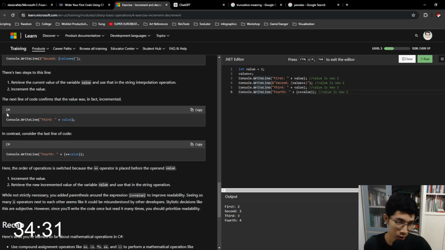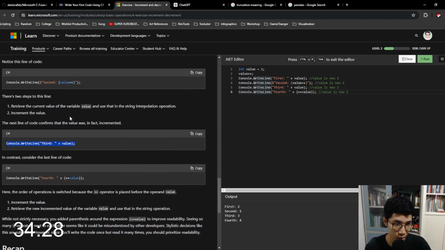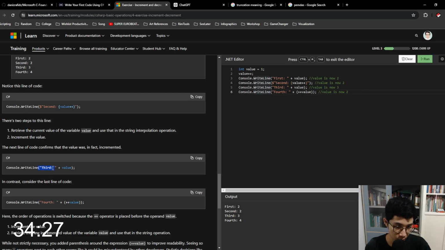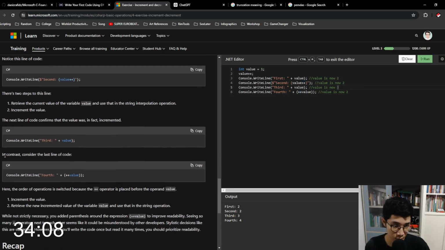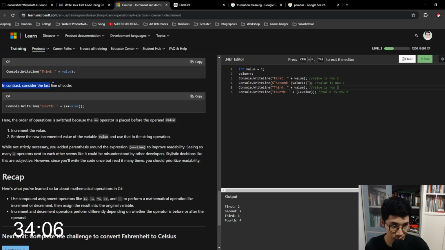Okay, let's check this out. So this one is the third line. Okay, as it said, it is the third. Right at this moment, in the third line, the value is incremented. But in the fourth line, the value is not incremented because the plus plus is right after the value, as I said before. But next, in contrast, consider the last line of code. Here the order of operation is switched because the plus plus operator is placed before the operand value.